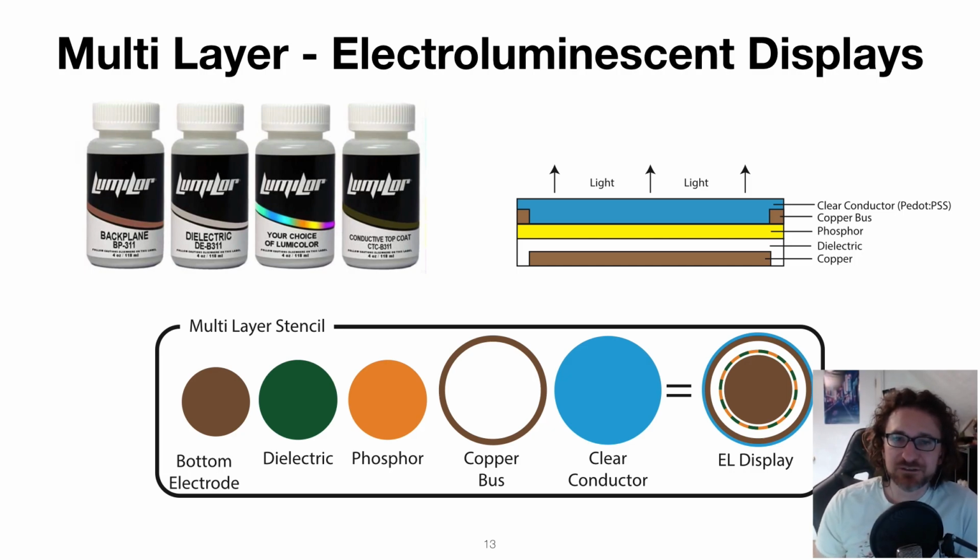And to make sure that there is no shortcut between them, we have to insulate the bottom electrode and the top electrode from each other, which we do with a dielectric layer. And then, as you can see here in this multi-layer stencil figure, you have to stack all these layers on top of each other until you have a functional electroluminescent display.